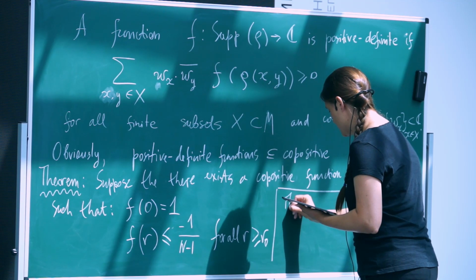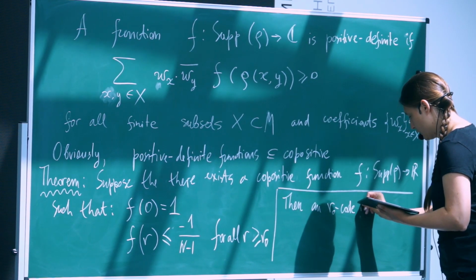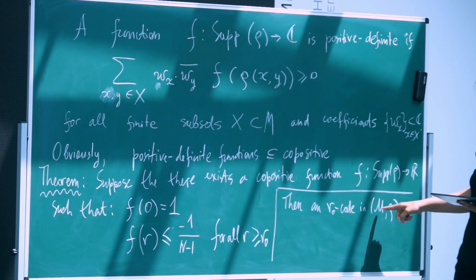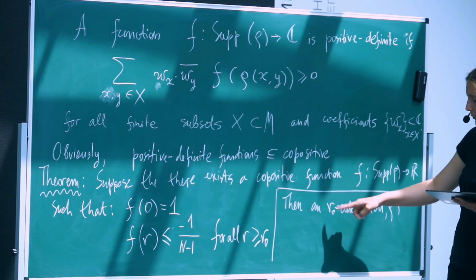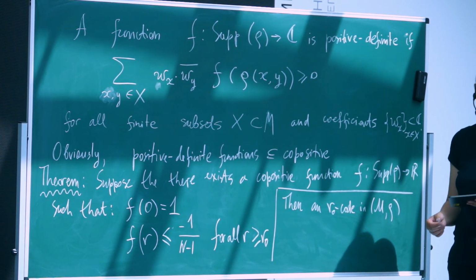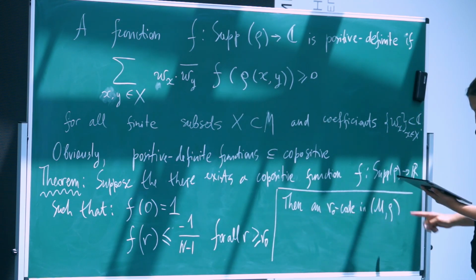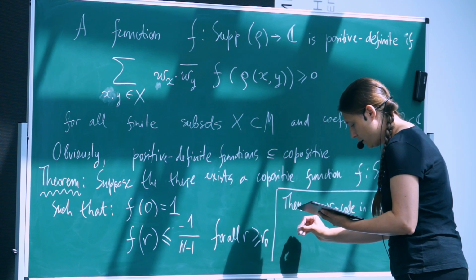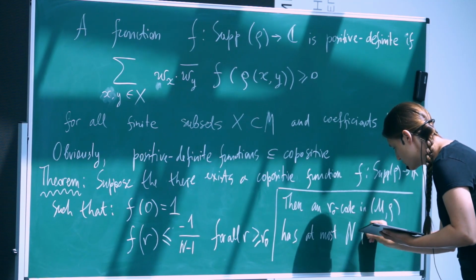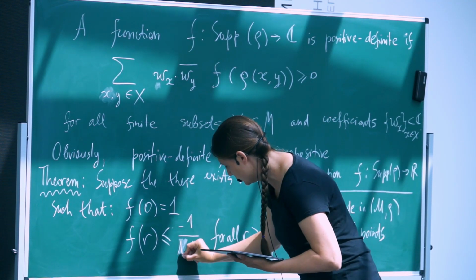So then we claim that an r0 code in this metric space, and an r0 code means a configuration of points inside of M such that the distance between two distinct points is bigger or equal than r0. So in some sense we can think of it as an analog of a packing problem. So then if this condition holds, then any r0 code in this metric space has at most capital N points. And N is the same N from here. This is capital N.